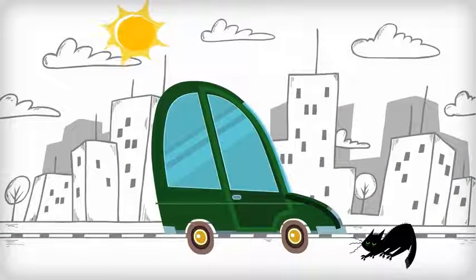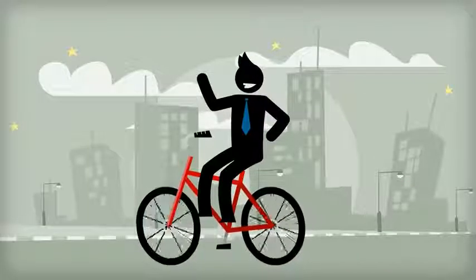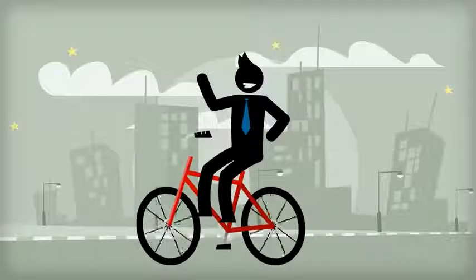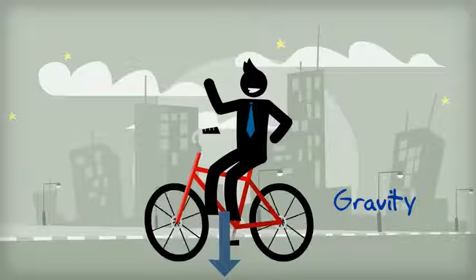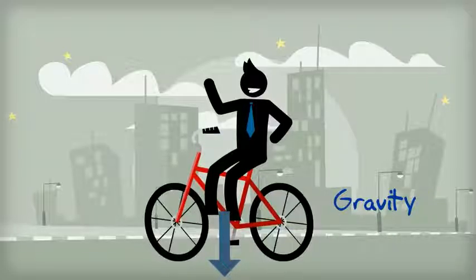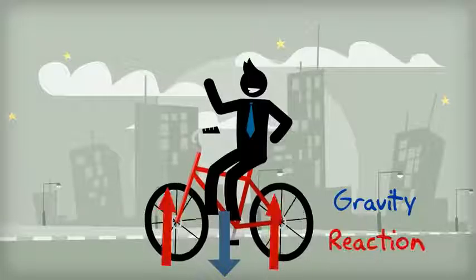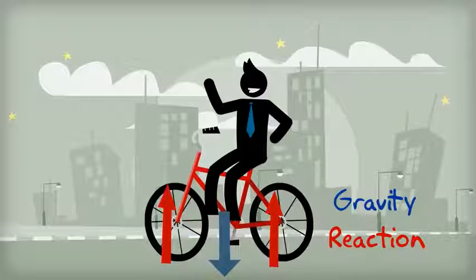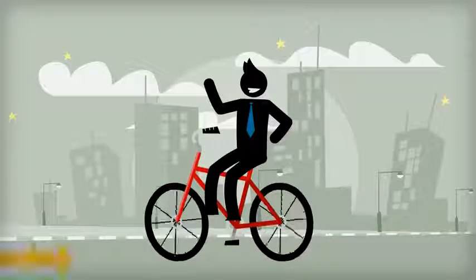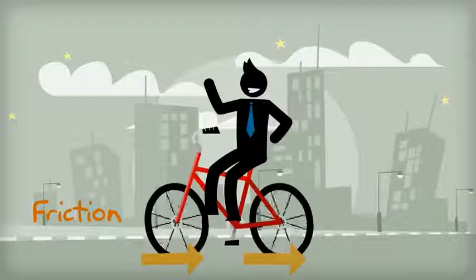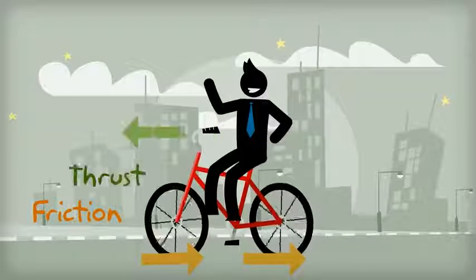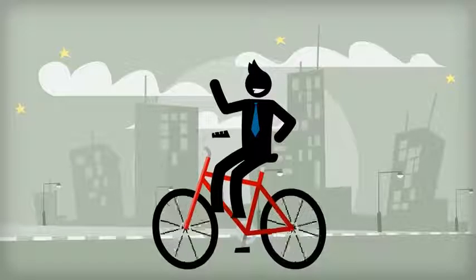A cyclist on a bicycle experiences the interaction of different forces. Gravity pulls the weight of the bicycle and the rider towards the earth, while an equal reaction force acts upwards to balance gravity. As he rides, the frictional force between the wheels of the bicycle and the ground acts against the forward force, so he doesn't go too fast.